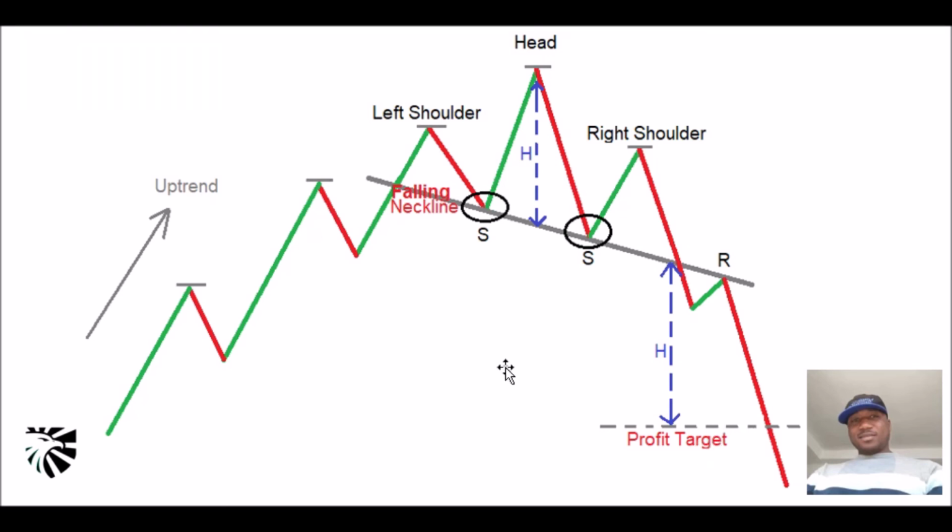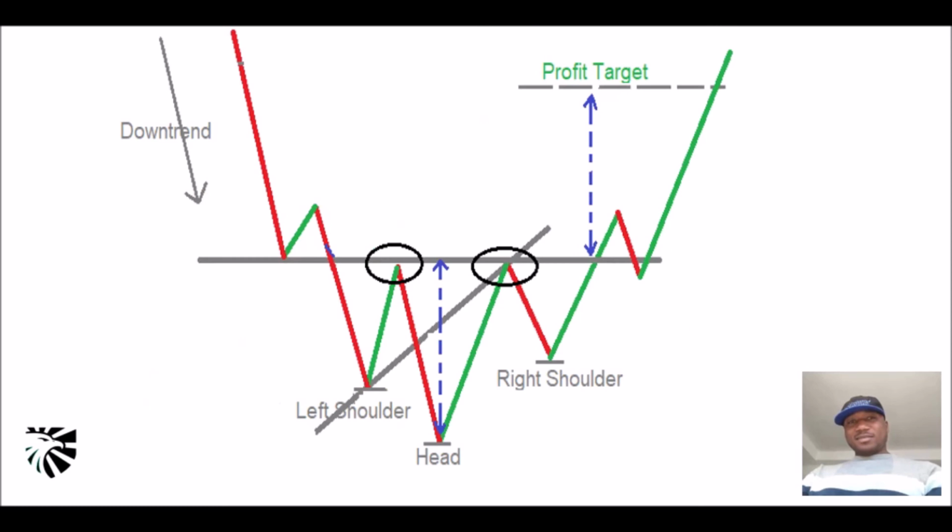Now the next thing. I've talked about how to place your stop on a horizontal neckline, and how to place your stop on the falling neckline, stop loss, take profit. Now what do we do next? The next thing I'm going to talk about is the inverse. How do you place your take profit and your stop loss on an inverse head and shoulder? So let me take you straight and show you how to do that.